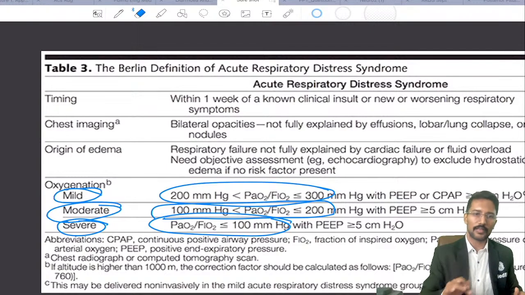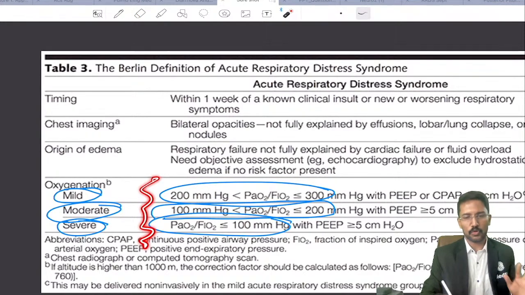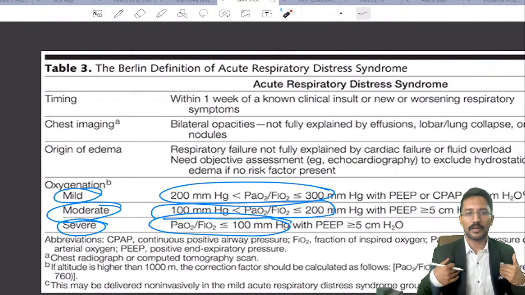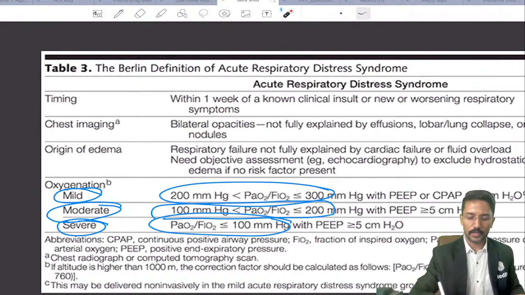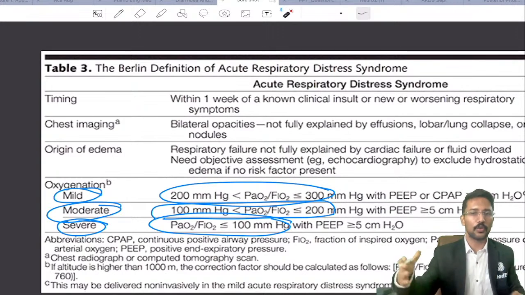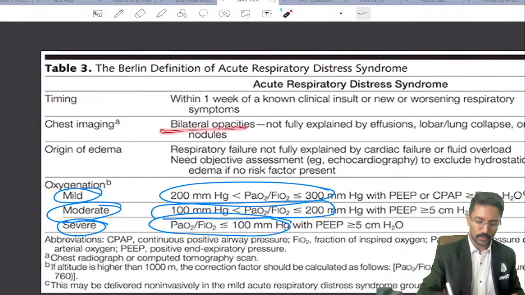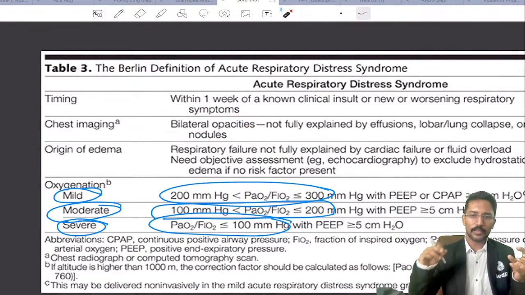Now coming to the other parameters. A patient who presented with respiratory distress has hypoxia meeting any of these criteria, mild, moderate or severe, depending on his PaO2 by FiO2 ratio. We need to prove that whatever is responsible for it is a bilateral condition. The chest imaging should show bilateral opacities, and there should be no alternative explanation. It shouldn't look like, say, bilateral lower lobe consolidation. There should be no alternative explanation. Bilateral opacities, and this edema can be because of either ARDS or cardiogenic causes.